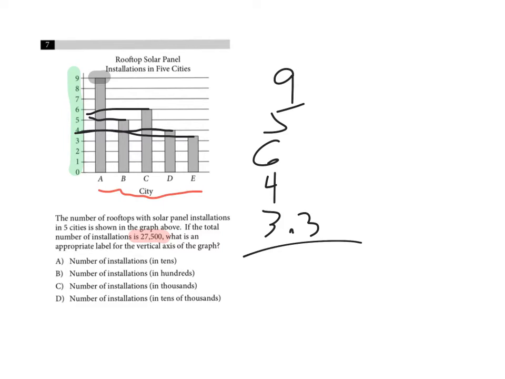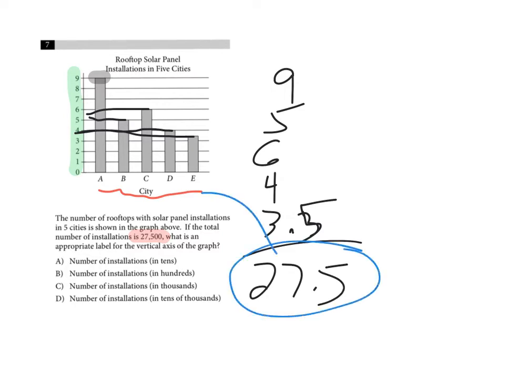So if I add those up, I get 27.5. Well, the total is 27.5, but the question says the installations is 27,500. Looks like the answer is going to be letter C, the number of installations in thousands.